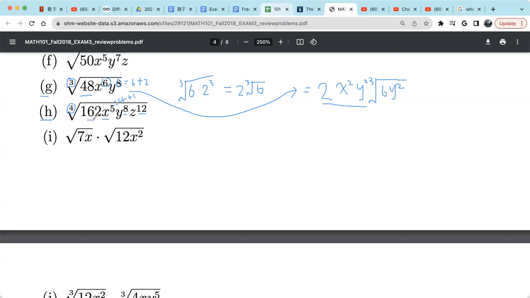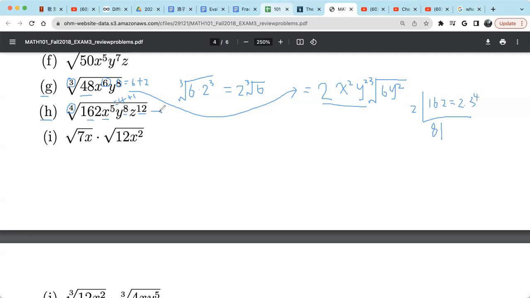What about 162? Well, let's do short division on the 162 to look for the hidden fourth power. So let's divide by 2. If we divide by 2, we have 81. Obvious now. 81 is 3 raised to 4. Right? So 162 can be written as 2 times 3 raised to 4.